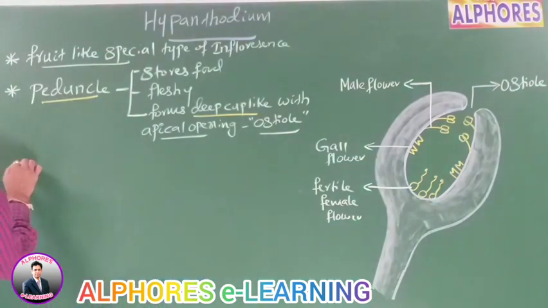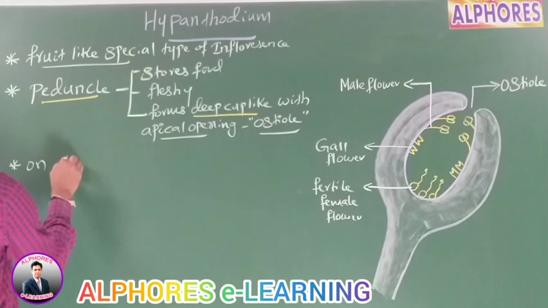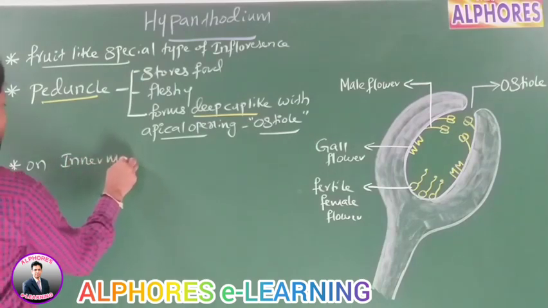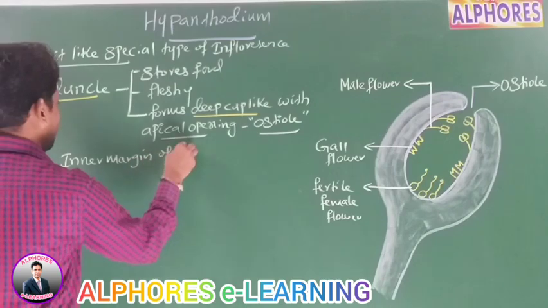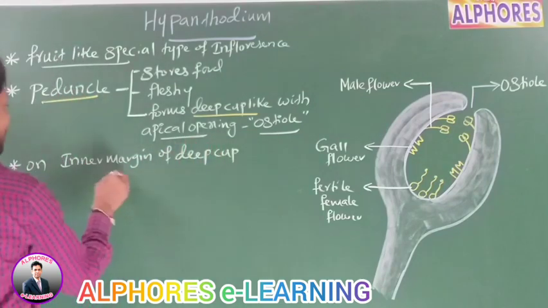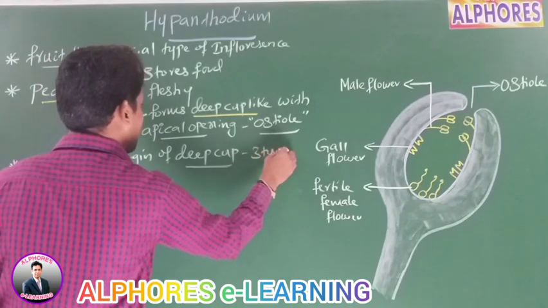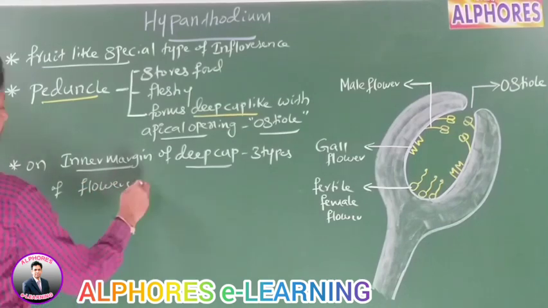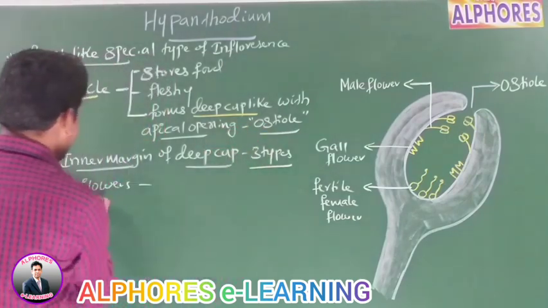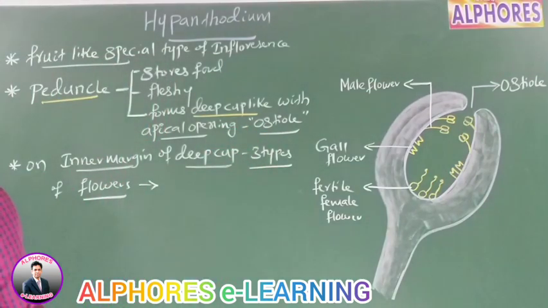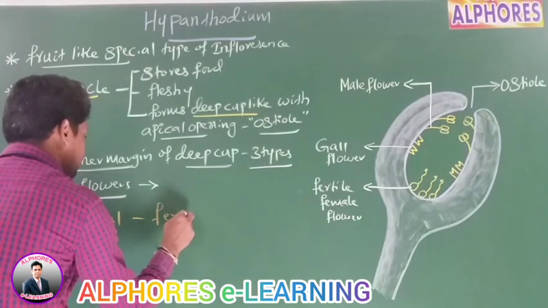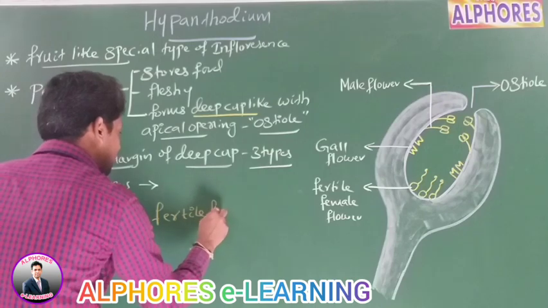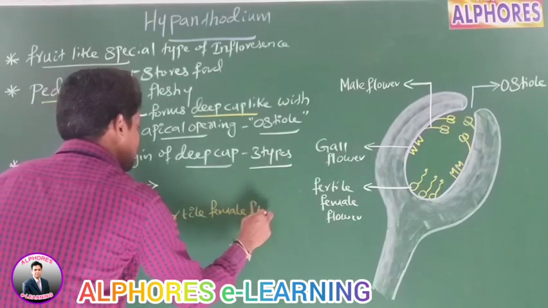Okay. Therefore, on inner margin. On which margin? Inner margin of the cup. On the inner margin of a deep cup, what are present? Three types of flowers are present. How many types of flowers? Three types. What are the three types of flowers? Number one, tell me. Basal. Which flowers? Fertile. Basal, fertile female flowers.